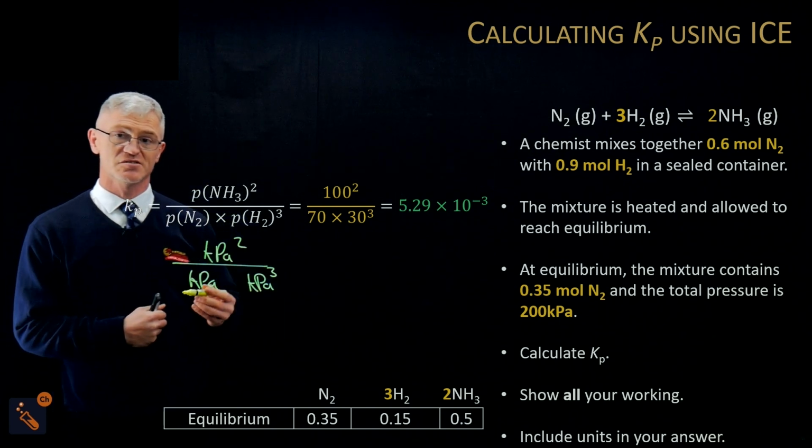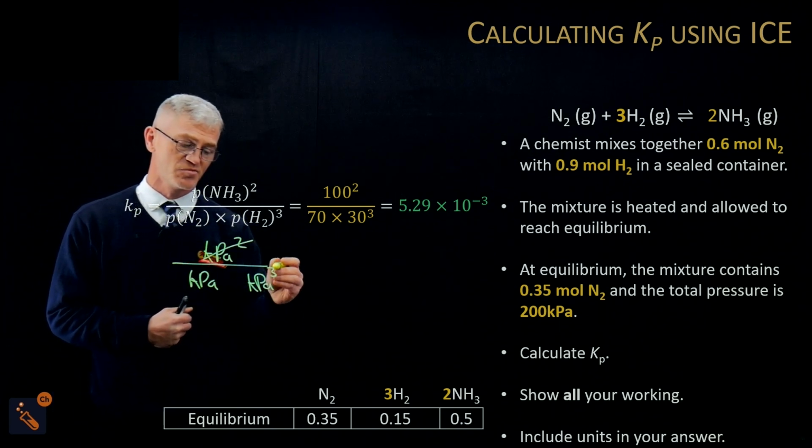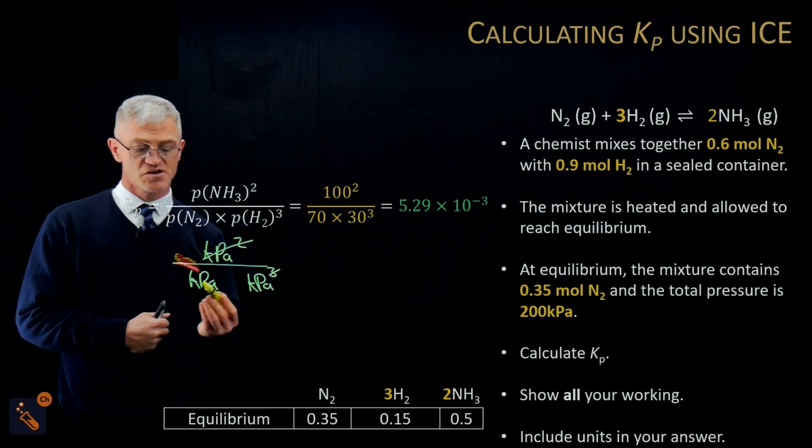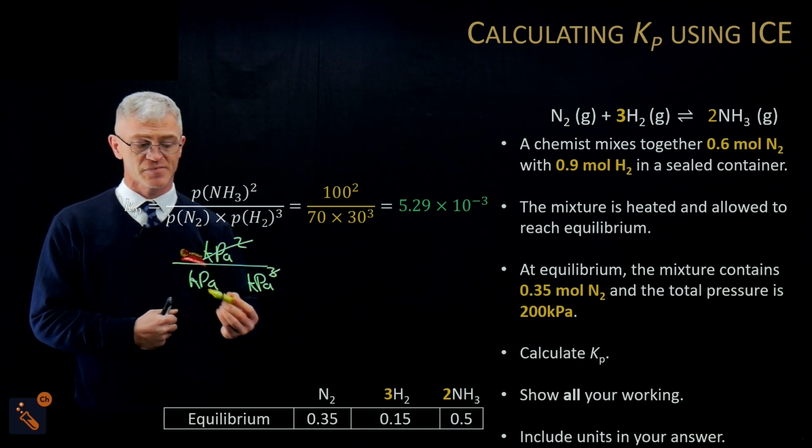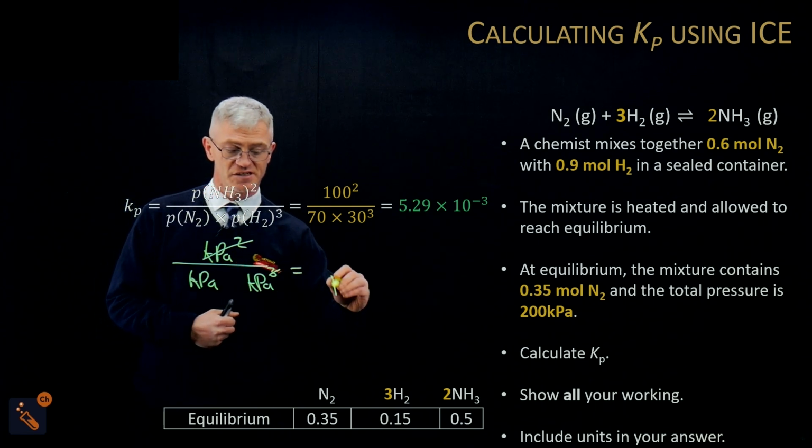Okay, we want to get our units. So all we do is we cancel out 2 of those, and we cancel out 2 of those. So we're left with 2 kPas. So that then simplifies to kPa.